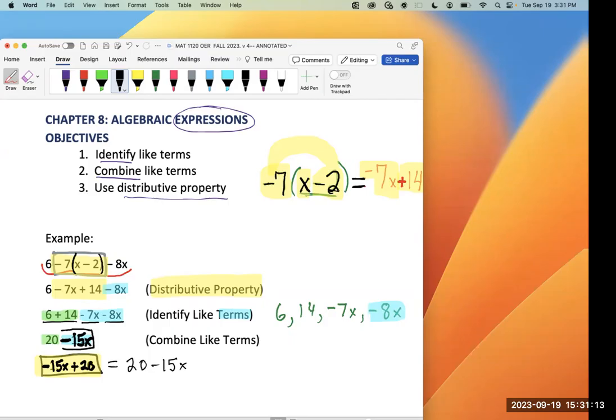Identifying terms that are alike: the things separated by plus or minus have to have the exact same variable expression, or they have to have no variable expression and be constants. A constant just means a fixed number. Combining, bringing together the terms that are alike is what we did here in this step. That was step number 2. And then using the distributive property is what we did right at the beginning. It's not that you have to do these objectives in 1, 2, 3. These are just 3 objectives.